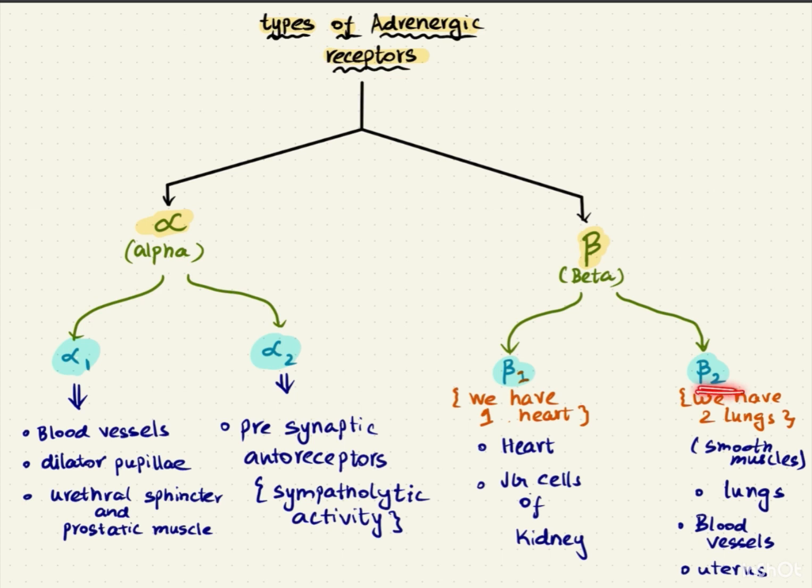Now, let us look at the location of beta 2 receptors. Beta 2 receptors are present in the smooth muscles lining the various organs. They are present in the smooth muscles lining the airways in our lungs. This fact can be remembered by looking at this statement here: we have two lungs, so beta 2 receptors are present in the lungs. This is a good way to remember. Apart from this, beta 2 receptors are also present in blood vessels supplying the skeletal muscles as well as the coronary vasculature. And they are also present in the smooth muscles of the uterus. That's it about the location of these receptors.